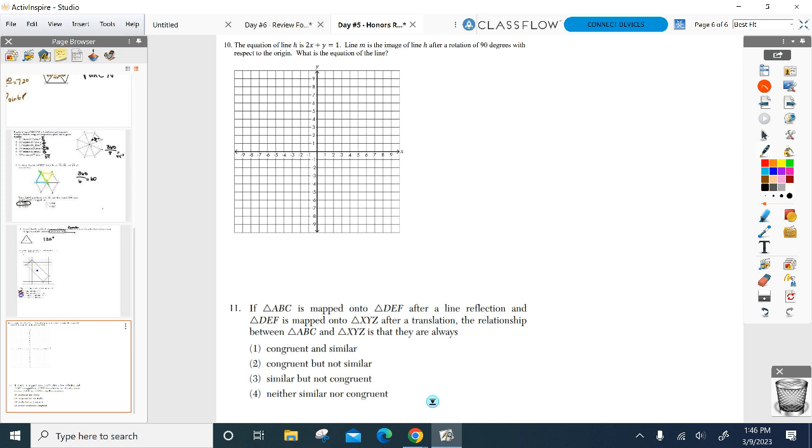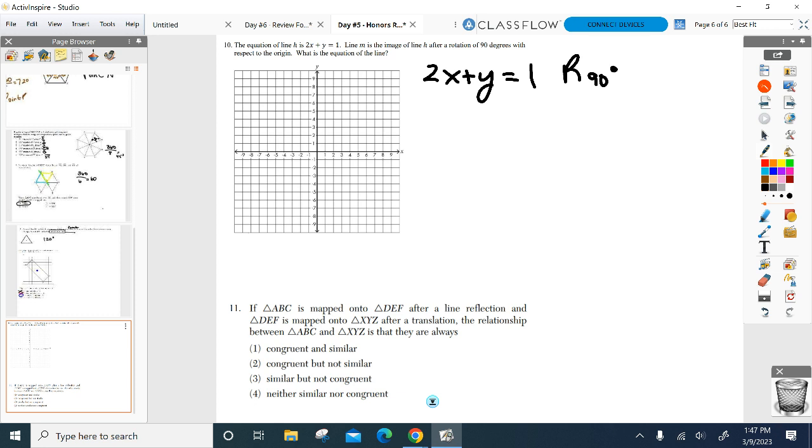Line H. Line H. 2x plus y equals 1. All I have done with you guys is rotate points. Can we rotate a line? Darn right we can. Because a line's made up of an infinite amount of points, so why not? So 2x plus y equals 1. I want to rotate this 90 degrees. What's the equation of the new line?